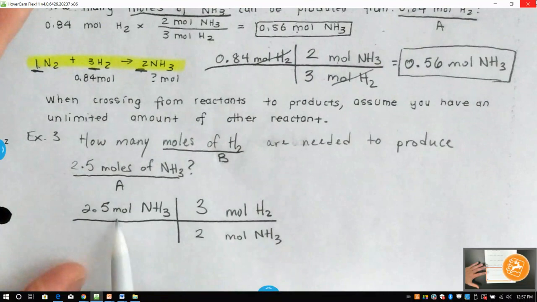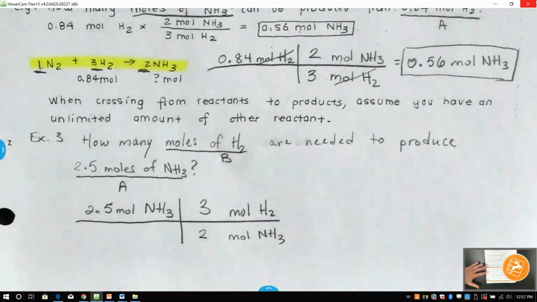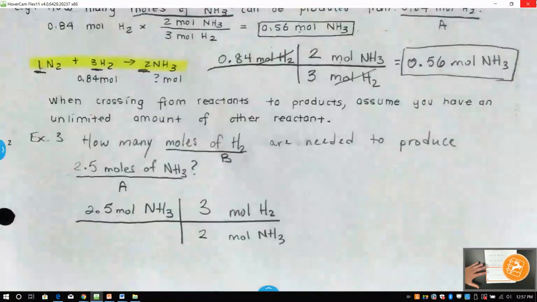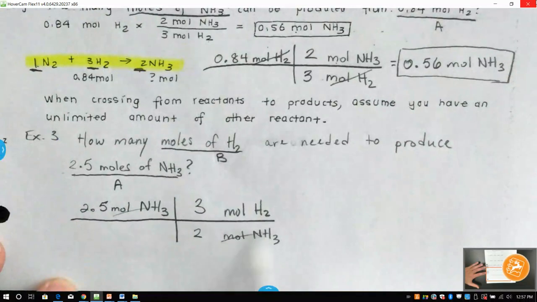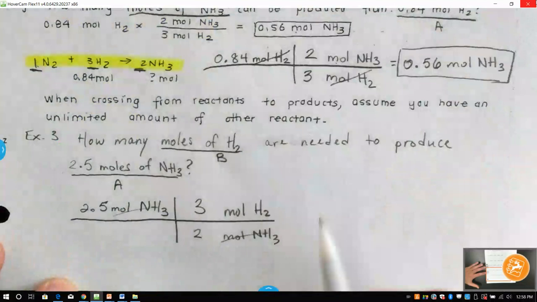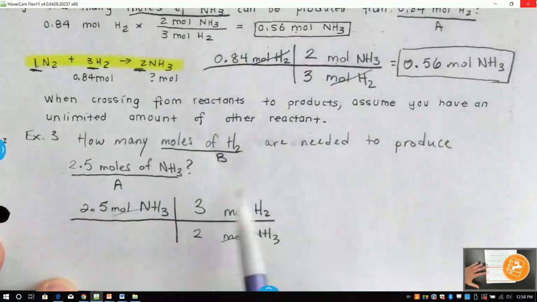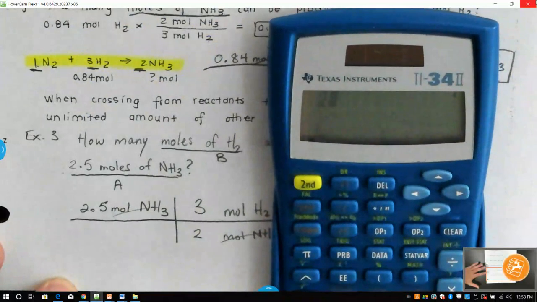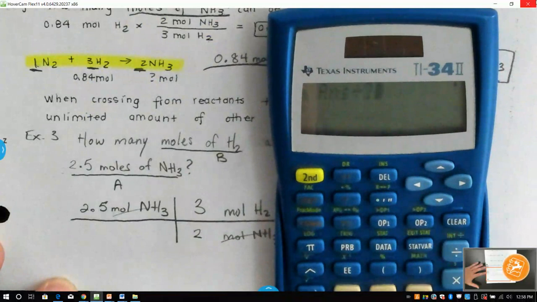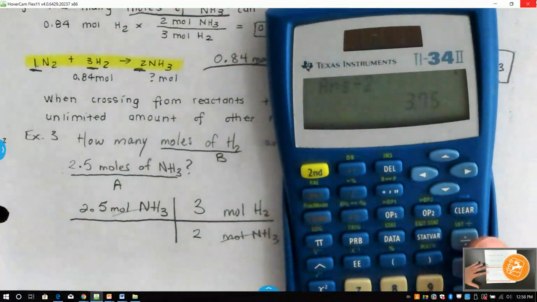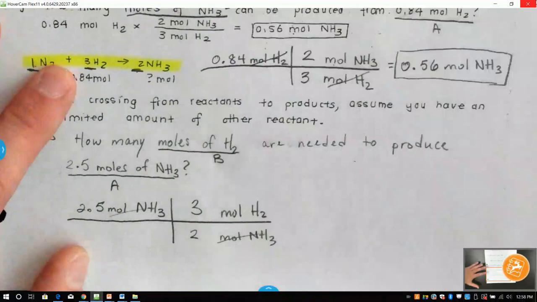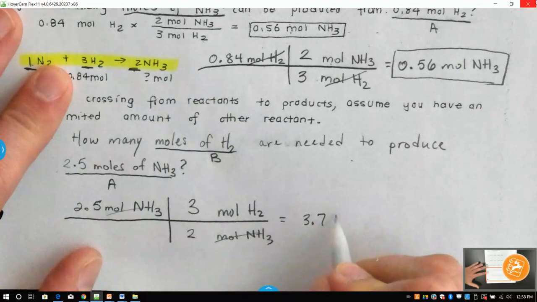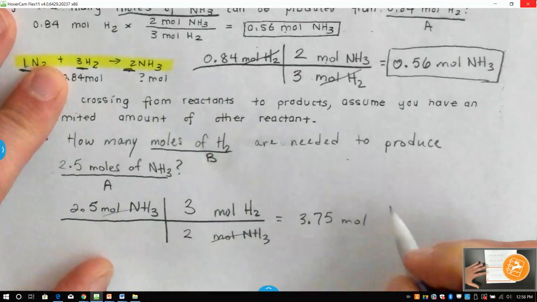Two. Great. So that was our step four. We figured out the mole ratio from our balanced equation. Moles of NH3 cancel because we have one on top and one on bottom in our setup. Great. And then step five, multiply everything on top, divide by what's on bottom. So 2.5 times 3 divided by 2, and we get 3.75. And that will be moles of H2.